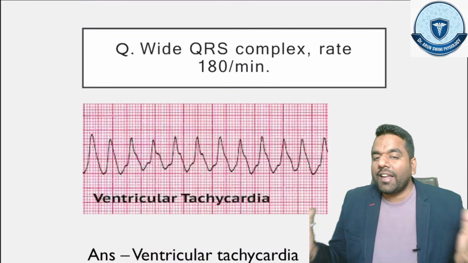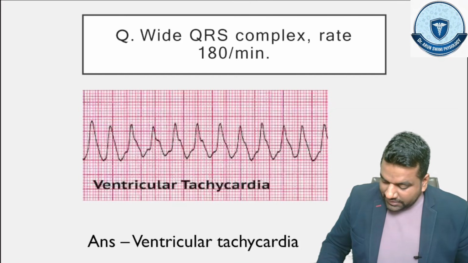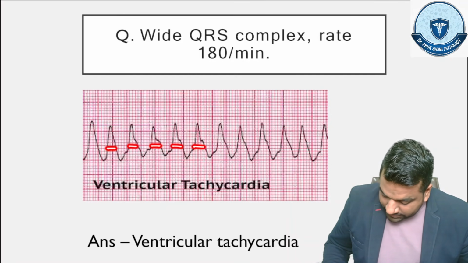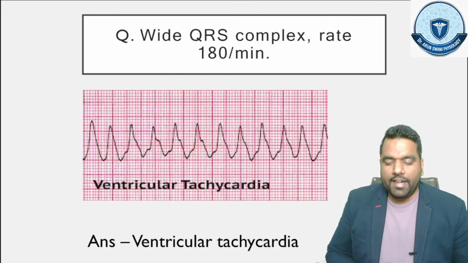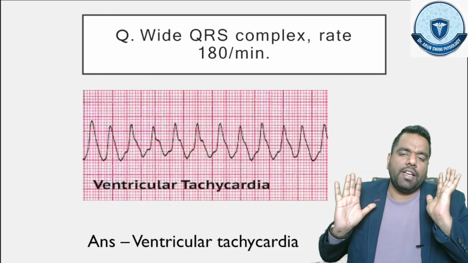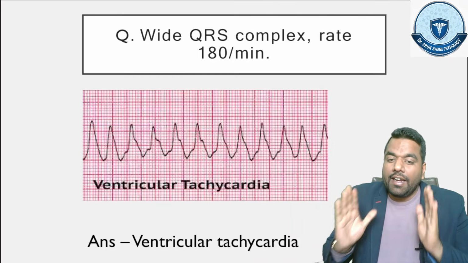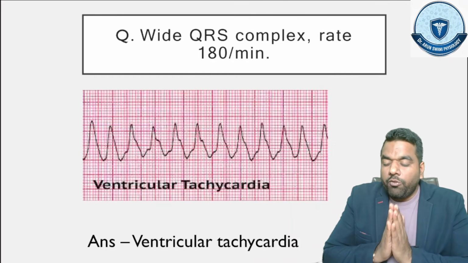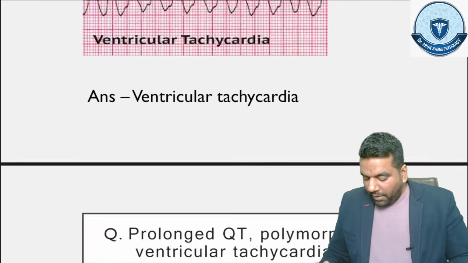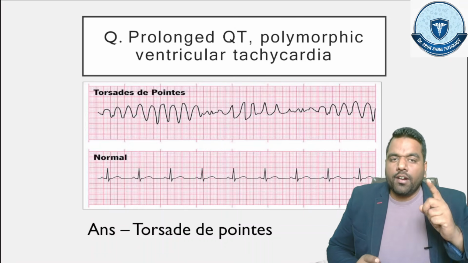SVT. And wide QRS, mark the VT, right? Wide QRS, mark the VT. So you can see that the QRS is completely broader, wider. This is the example of ventricular tachycardia. So guys, please remember the two things. Short QRS, go with the SVT. Wide QRS, go with the VT. No P wave and irregular rhythm, atrial fibrillation. Sawtooth pattern, atrial flutter. Right, now coming to the next, prolonged QT, polymorphic ventricular tachycardia.